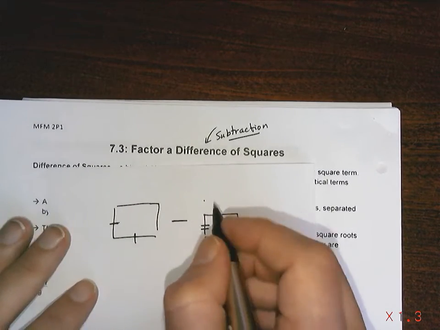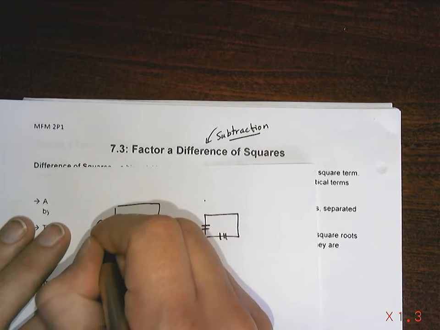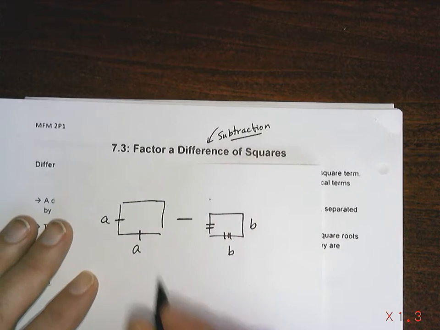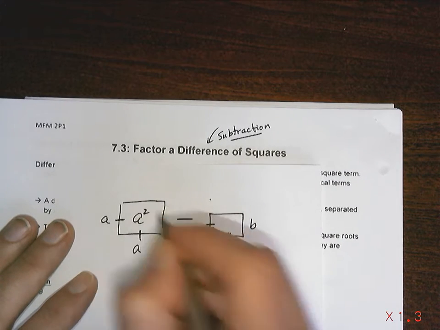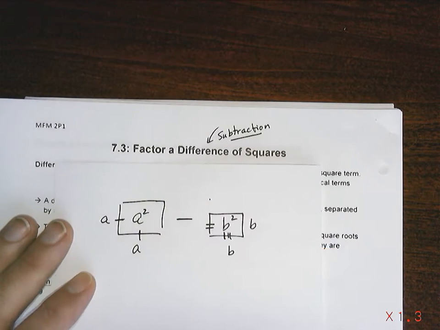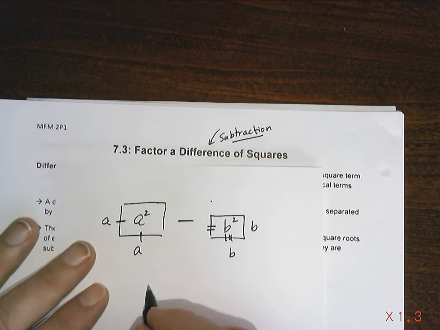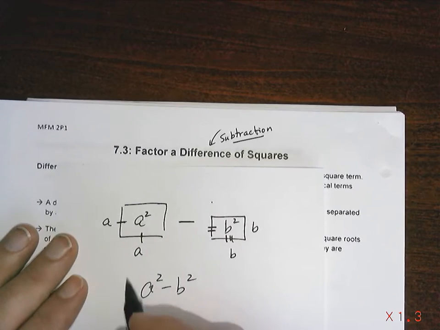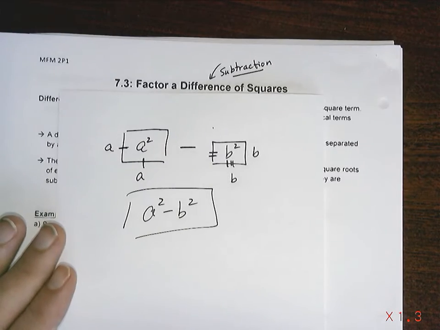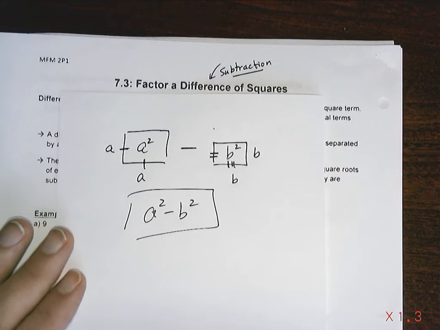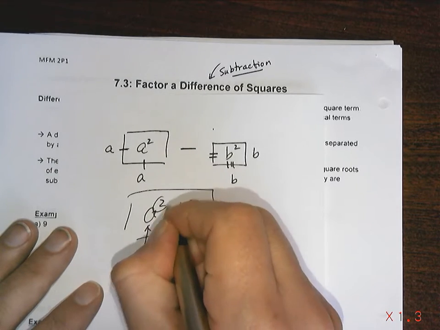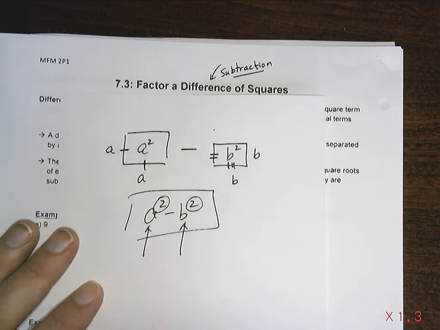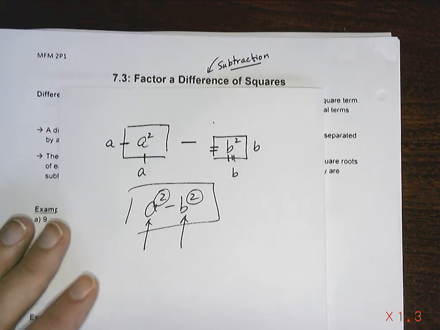Now, what do we mean by a square term? Well, if this side length was A, and this was A, and if this side length was B, and this was B, then we could call this area A squared, and we would call this area B squared. And the difference of squares would simply be A squared minus B squared. And that, in fact, is the definition of a difference of squares. You take a value and you square it. You take a value and you square it. And if there's a difference between them, we can factor that.